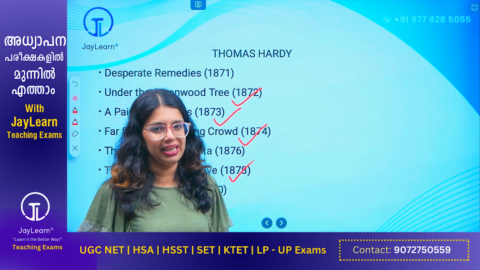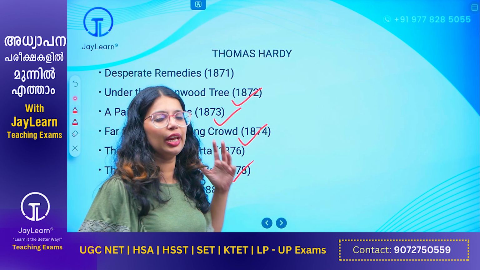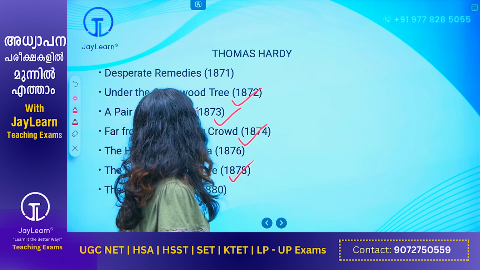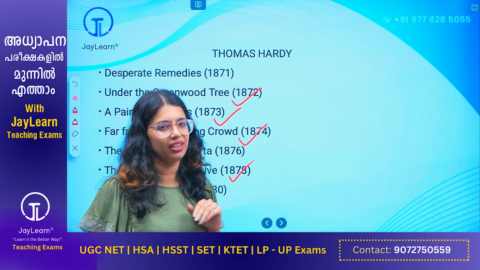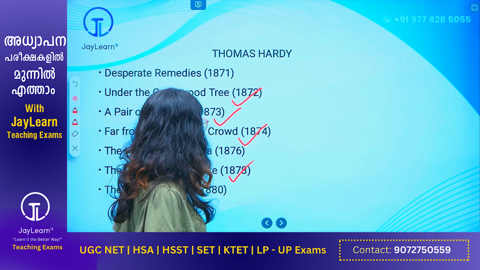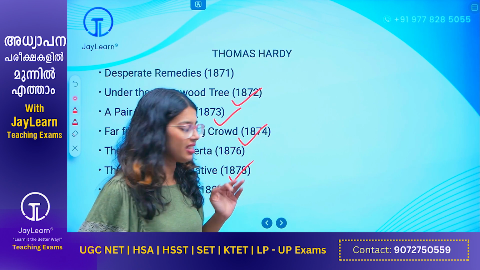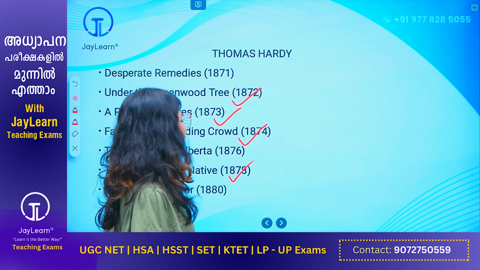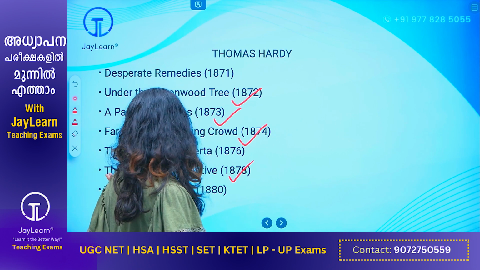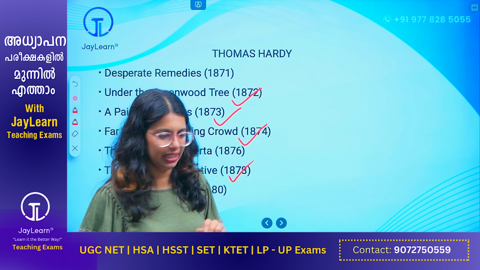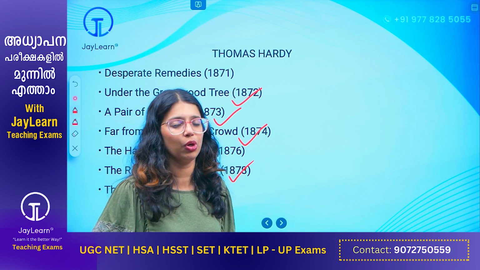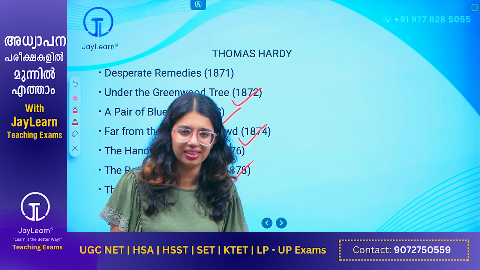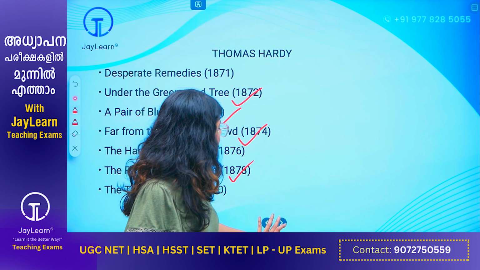So Desperate Remedies 1871, Under the Greenwood Tree 1872, A Pair of Blue Eyes 1873, Far from the Madding Crowd 1874, The Hand of Ethelberta 1876, The Return of the Native 1878, The Trumpet Major 1880. You have to remember the characters also. It is also asked in the NET exam, Thomas Hardy's novels and the characters that appear in the novels.